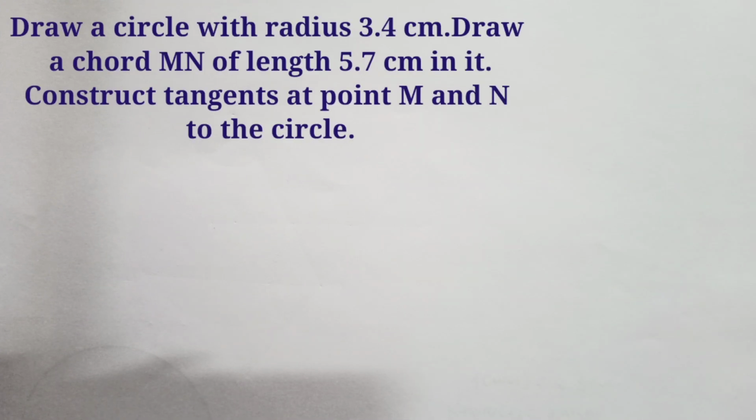So this is question number 5 from the practice set number 4.2. Draw a circle with a radius 3.4 cm. Draw a chord MN of a length 5.7 cm on it. Construct tangents at the points M and N to the circle. Okay, so again we have a choice: if you want to use the center of a circle you can use it, or if you don't want to use the center of a circle, that choice is yours. So let's take the center of a circle first of all here.